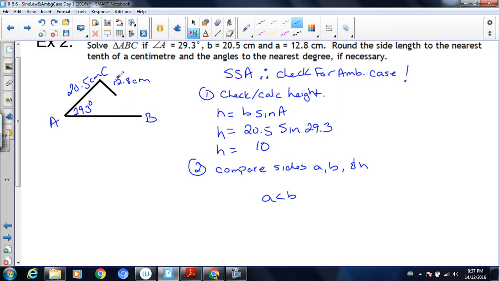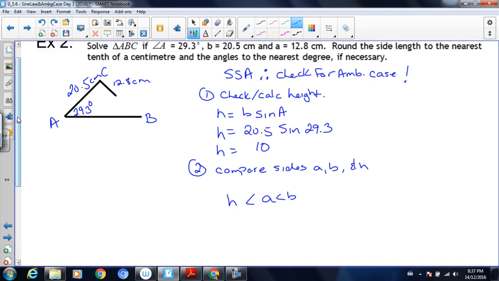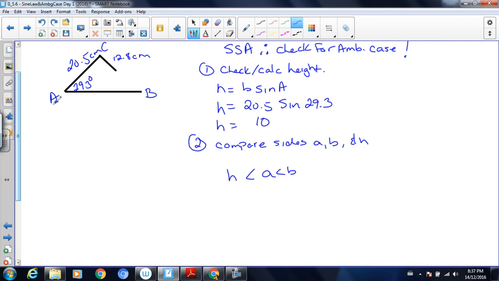And is side A greater than the height? Yes, it is. 12.8 is greater than 10, so it is greater than my height. So side A is greater than my height and less than my side B. Therefore, there are in fact two triangles. This creates two triangles: one acute and one obtuse.